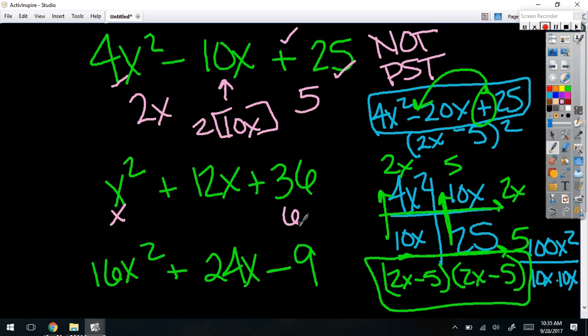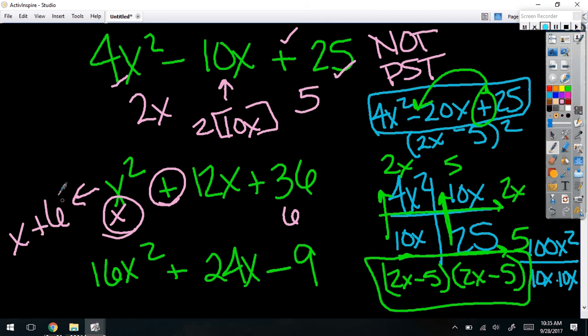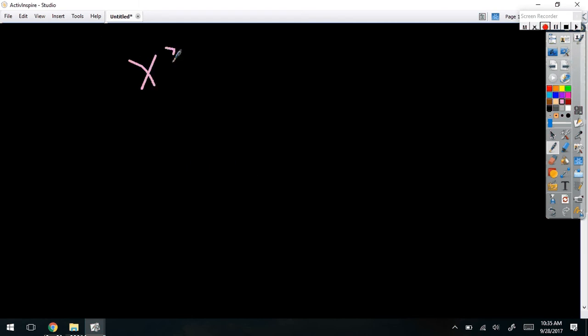It does factor easily, and it factors as, and I'm gonna have to write it over here, the square root of the first plus 6, squared. Oh, it's going off the board. I see. X squared plus 12x plus 36. You did plus that for the other one a while ago.